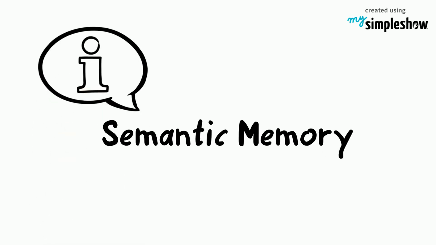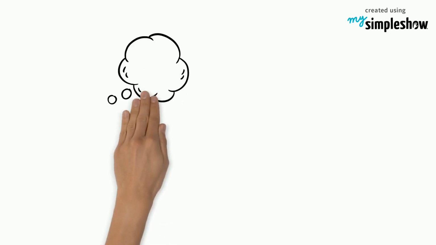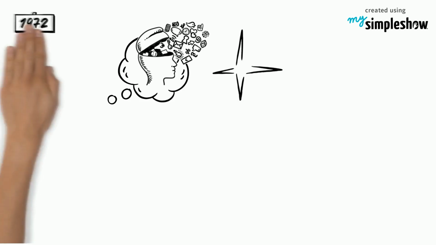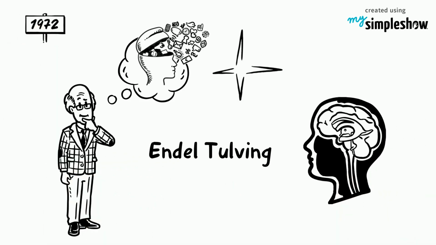We explain semantic memory. The concept of semantic memory is fairly new. It was first introduced in 1972 by psychologist and neuroscientist Endel Tulving.